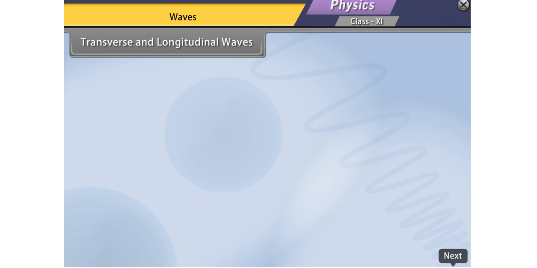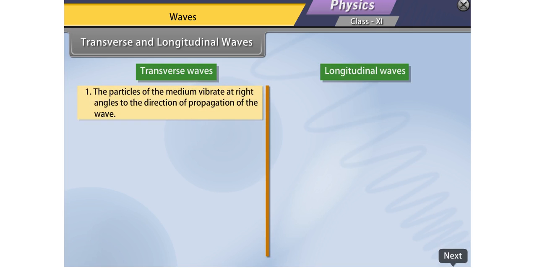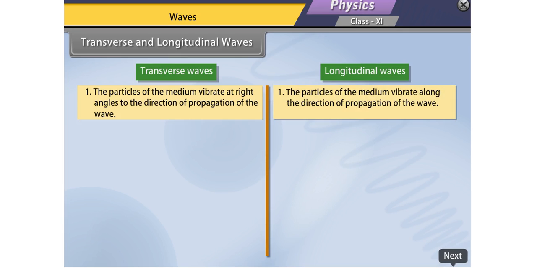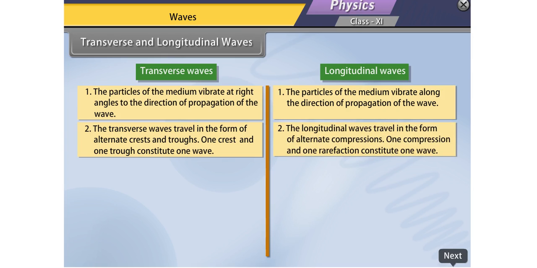Transverse and longitudinal waves. Let's make difference between transverse waves and longitudinal waves. Number 1. In transverse waves, the particles of the medium vibrate at right angles to the direction of propagation of the wave. Whereas in longitudinal waves, the particles of the medium vibrate along the direction of propagation of the wave. Number 2. The transverse waves travel in the form of alternate crests and troughs. One crest and one trough constitute one wave, whereas the longitudinal wave travels in the form of alternate compressions and rarefactions. One compression and one rarefaction constitute one wave.